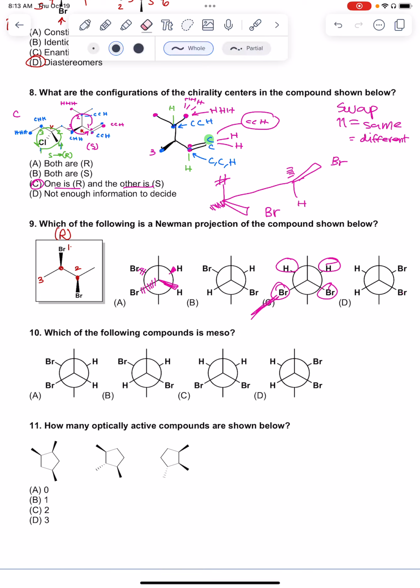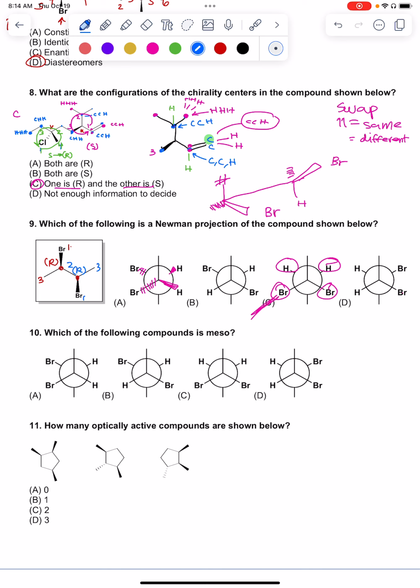Let's look at our other one. Put the R here. We have an R. And then I'll do it in blue for the other one. So again, we've got bromine is 1. This is 3. This has to be 2 over here. And we've got 1, 2, 3. Hydrogen is still in the back in this one because bromine's in the front. So hydrogen's got to be in the back. 1, 2, 3. This looks R. It's got to be R.